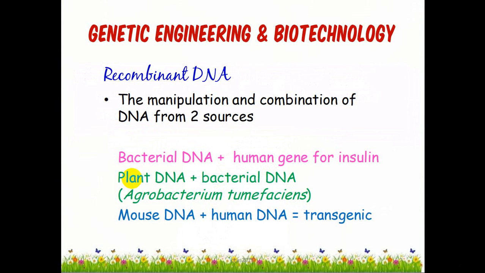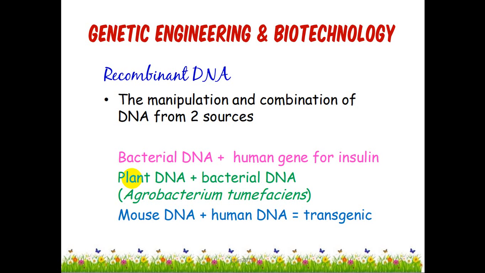Now what is recombinant DNA? The manipulation and combination of DNA from two sources. What we do in recombinant DNA is add two different DNAs from two different sources. For example, we extract DNA from a plant and other DNA from another plant, or we can extract DNA from bacteria and add that specific part of the DNA to humans. Like in the use of insulin, we extract the insulin gene from humans and then add it to the vector of the bacteria, and when the bacteria divides, the gene also divides and produces insulin in much more quantity. So bacteria DNA plus human gene for insulin, when we add both, this is called recombinant DNA.